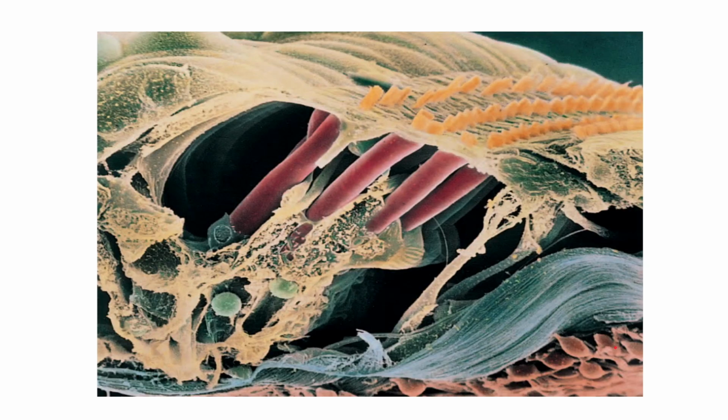Here's an electron micrograph of the inner ear and the basilar membrane. So you can see down here the basilar membrane containing the auditory nerve, and then those little receptors with their hair-like extensions waiting to detect the movement of fluid.